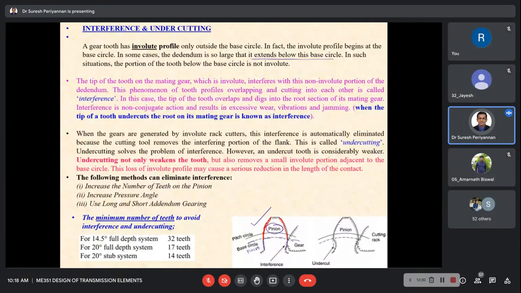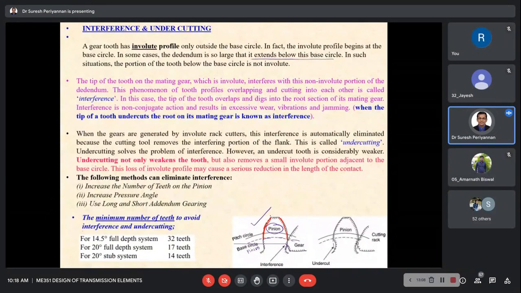Now we assume this is a pinion, and the gear teeth is here. The gear teeth is engaged with the pinion teeth, but the gear teeth is perfect involute. It starts from the base circle. Whatever we are following, that involute tooth profile concept is applicable for the gear as well as the pinion, right? Hence, applicable for gear teeth as well as pinion teeth.